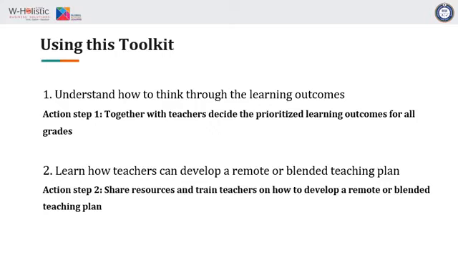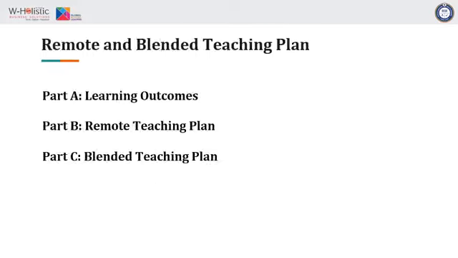Once again, this toolkit has been prepared to equip you as teachers, as school leaders, with the necessary tools and skills to ensure that you can prepare and implement a remote and blended teaching plan in your schools. In creating a really strong remote and blended teaching plan, you must think about three things. And these three have been broken down into part A, B, and C for the purpose of this training session. The first is the learning outcomes. What learning outcomes are we expecting to have? And remember, previously we talked about prioritizing and the importance of prioritizing rightly.